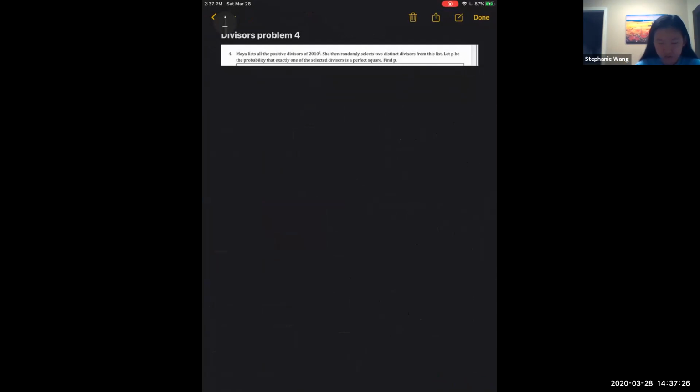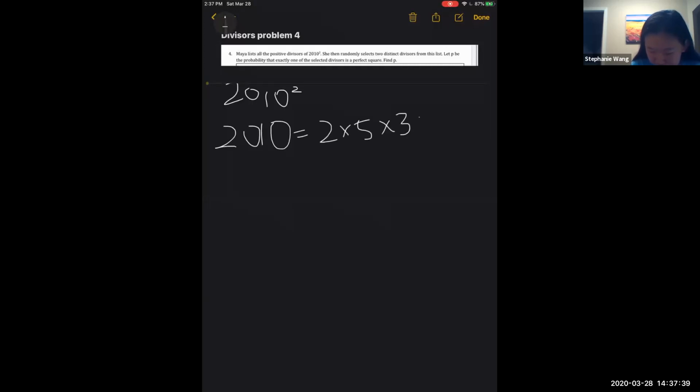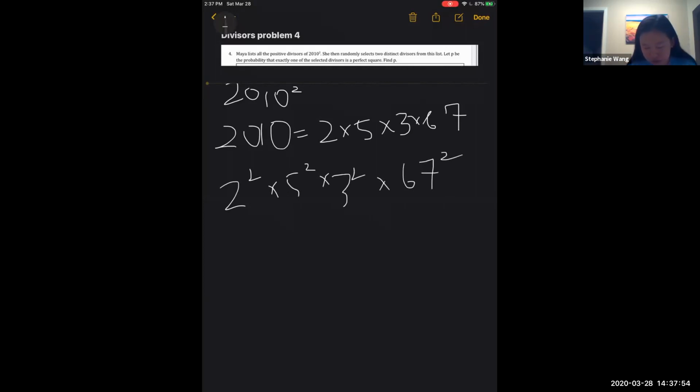All right, so first we're going to prime factorize 2010 squared. In order to do that, let's prime factorize 2010 first. We get 2 times 5 times 3 times 67. Now we just distribute the exponent. We get 2 squared times 5 squared times 3 squared times 67 squared, which equals 2010 squared.